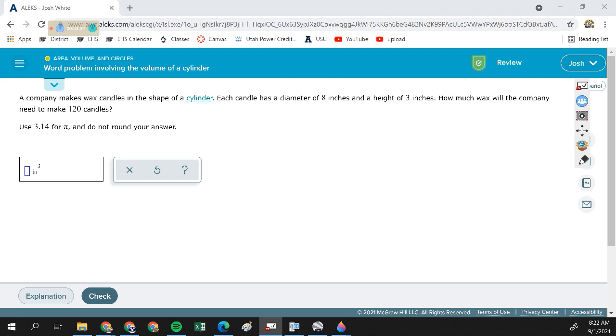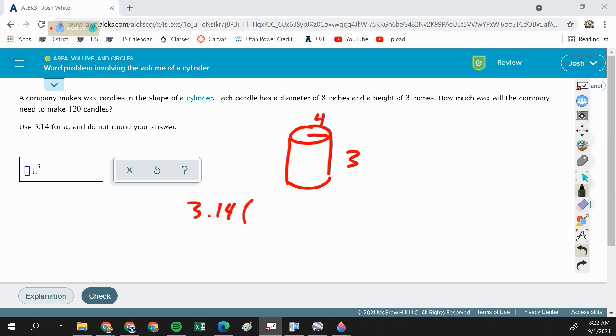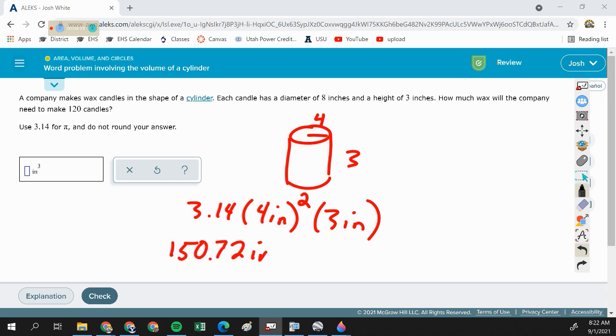So this problem is exactly the same. You have a diameter and you have a height. How much wax is it going to take to make 120 candles? So my radius is 4 and my height is 3. So 3.14 times 4 inches squared. That will give me the area of the top. And then I multiply that by 3 inches. 3.14 times 4 squared times 3 is 150.72 inches to the third.